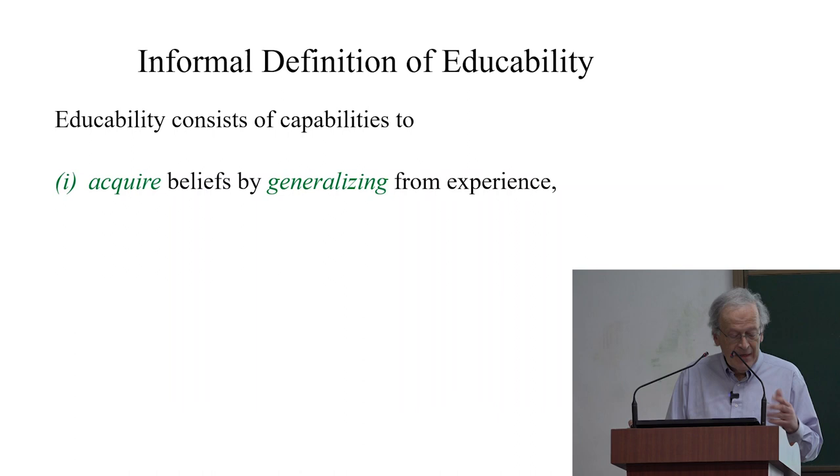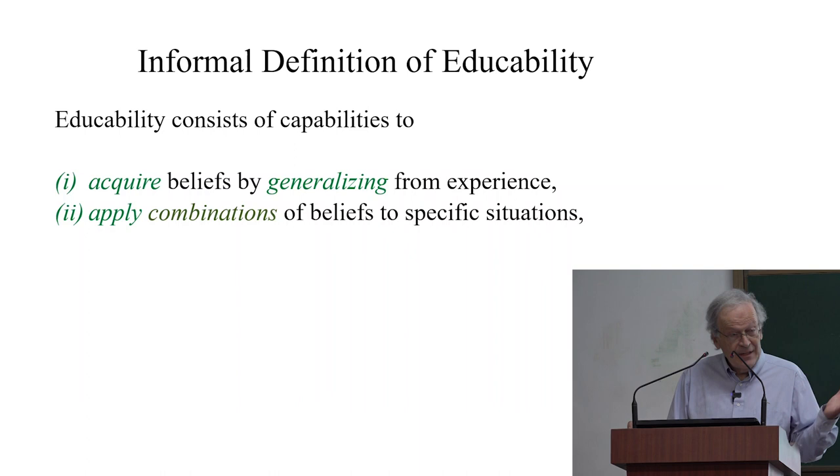So basically, I claim that there are two main things you have to add. And the second thing you have to add is this idea, which is in the title of the talk, that if you have these beliefs you've learned from experience, then you should be able to combine them, which means reason with them, to reach conclusions in specific situations. So this is a basic form of reasoning where you chain together things you've learned from experience.